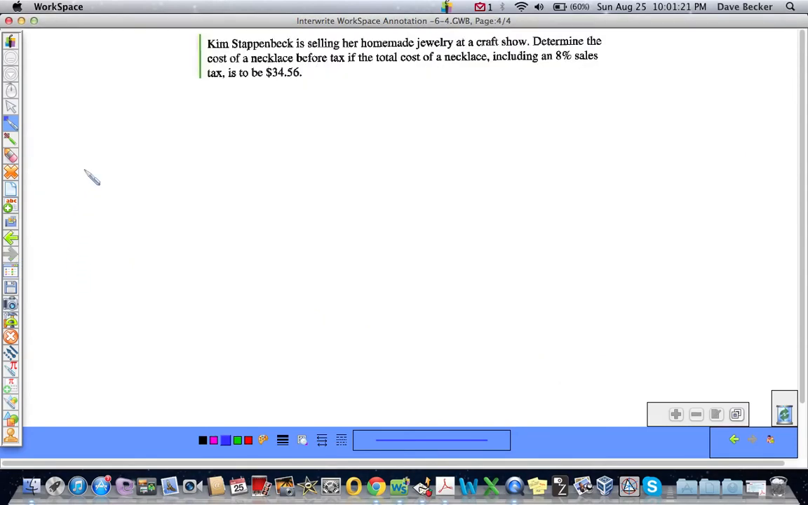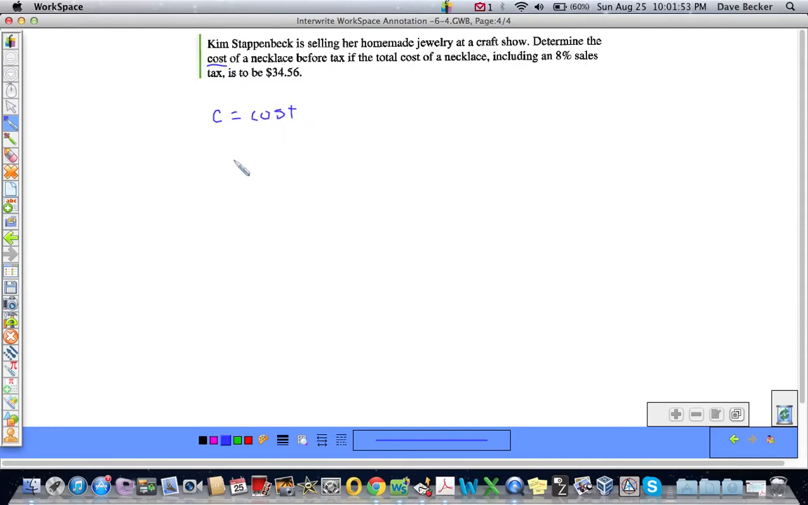Last example, Kim Stappenbeck is selling her homemade jewelry at a craft show. I think I have some of her jewelry. Determine the cost of a necklace before tax if the total cost of a necklace, including an 8% sales tax, is $34.56. Okay, so I'm not sure what to do, but what are we being asked to find? We're asked to find the cost. So I'm going to let C equal the cost.